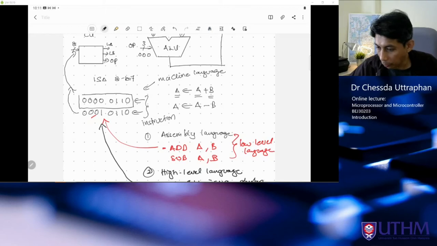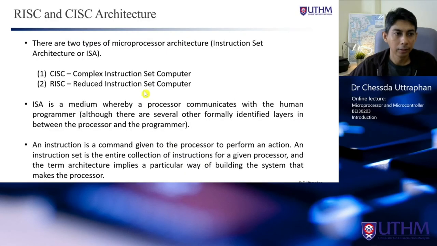So we go back again to this. I explained to you already what is ISA, right? Which is the architecture of the instruction set, the instructions that are used to instruct the microprocessor, and it is in the form of binary actually. Okay. So there are two types. We have CISC, which is the complex instruction set computer. Yeah, the name is complex, meaning literally it is complex, right? And the second one is reduced instruction set computer, right? So that is the name.